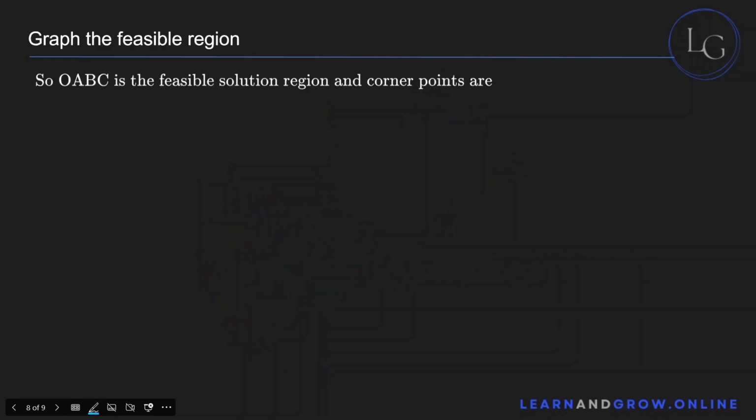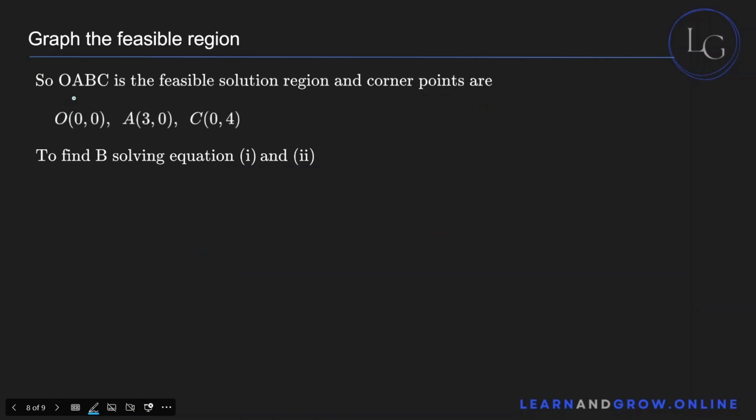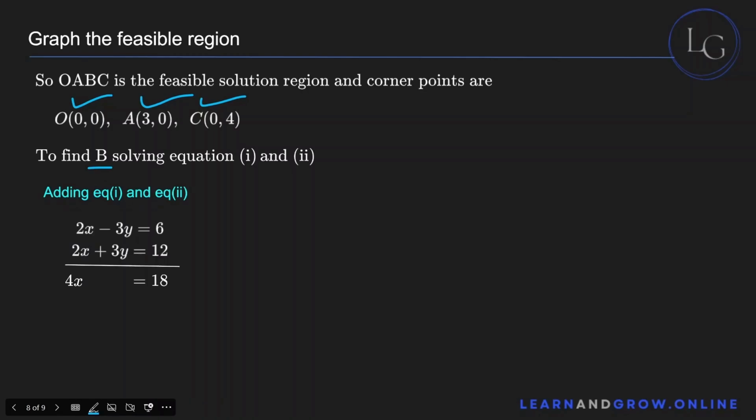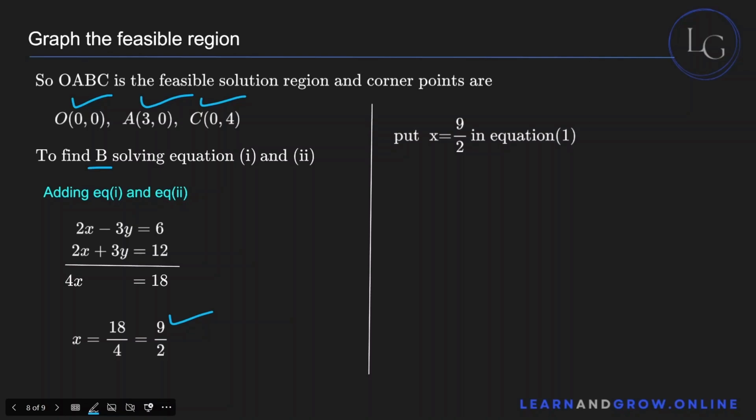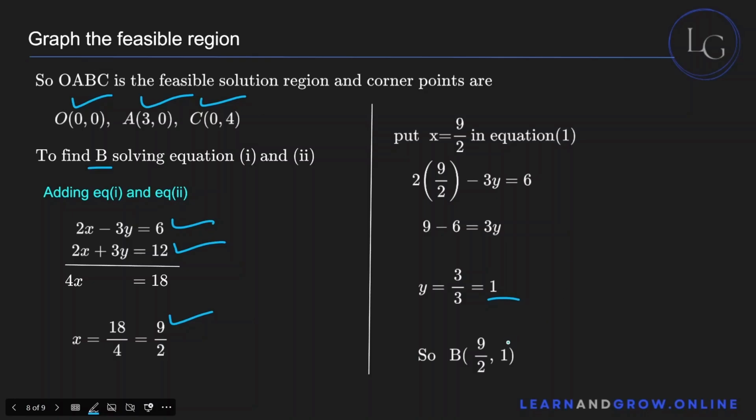Now we have to find the corner points as well. We already have the corner points O, A, and C. To find B, we just need to find the coinciding point of both associated equations. And you do that by just adding them up as simultaneous equations. You find out that the value of x is 9/2. And when you plug in 9/2 in any one of these two equations, you can get the value for y, which turns out to be 1. So the point B is (9/2, 1).